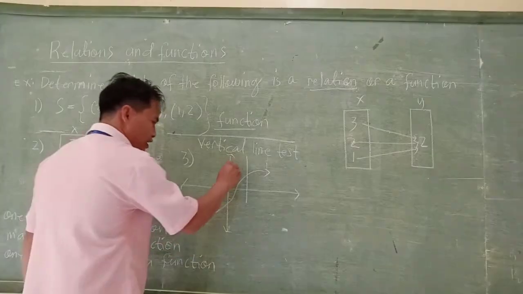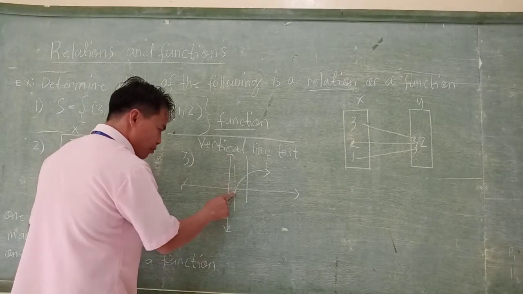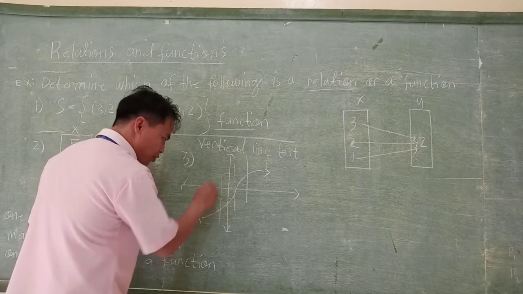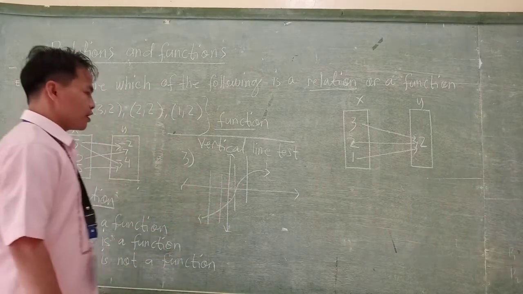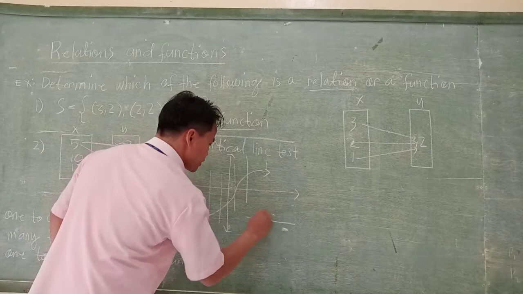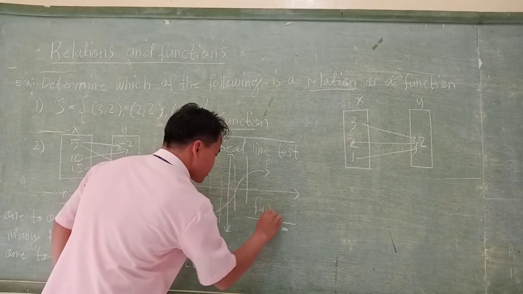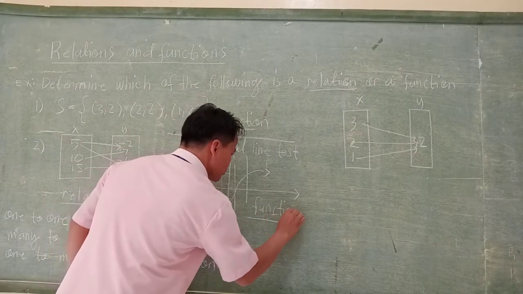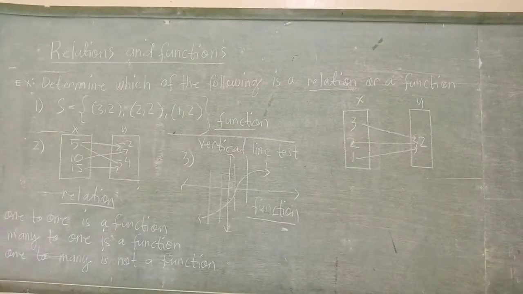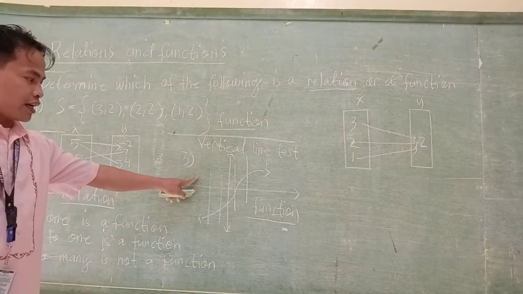Another one, still only one point. Here, still only one point. Here, only one point. Therefore, this one is considered to be a function. Okay, function. Now, for an example of a relation.